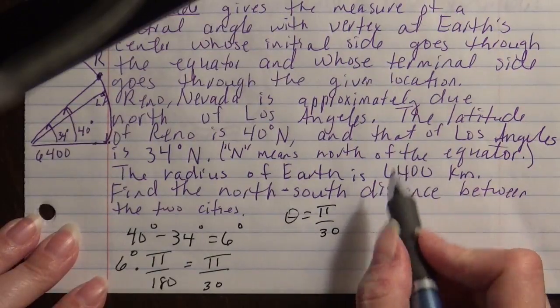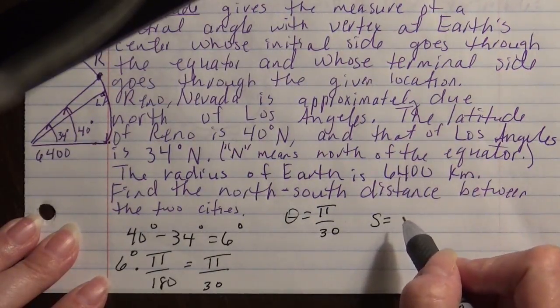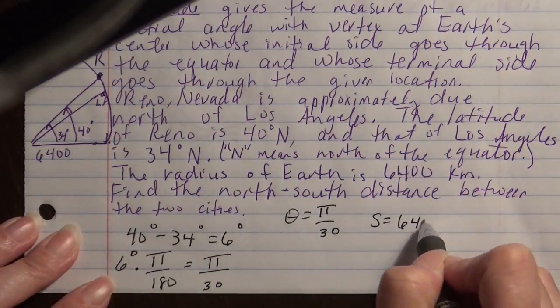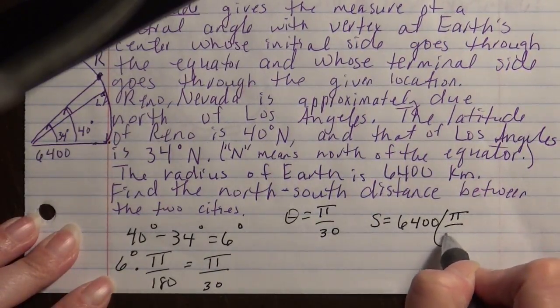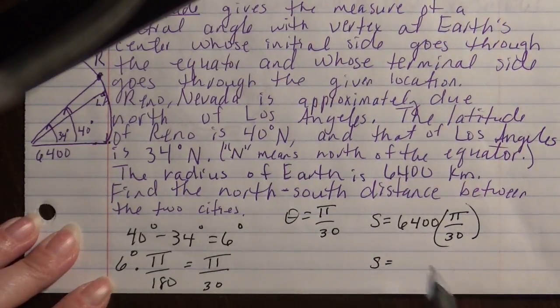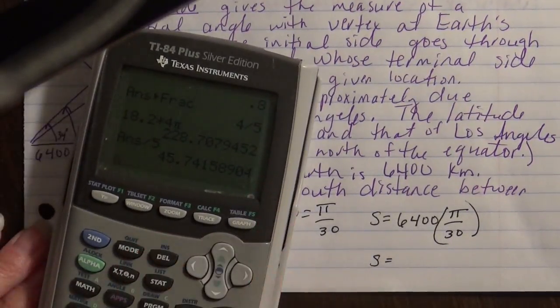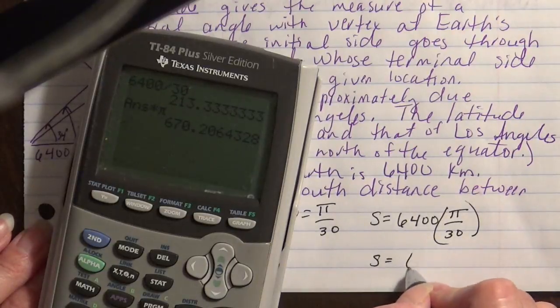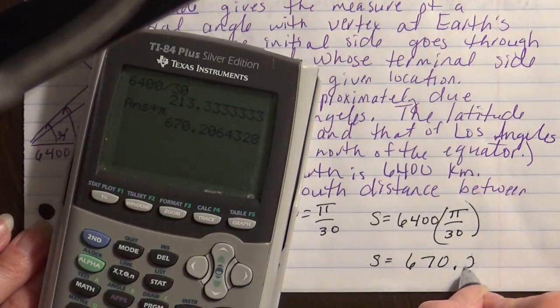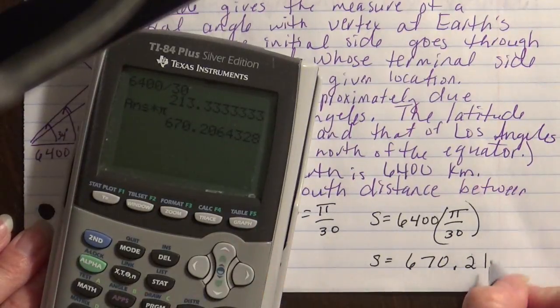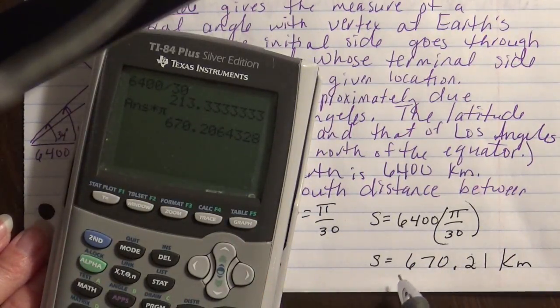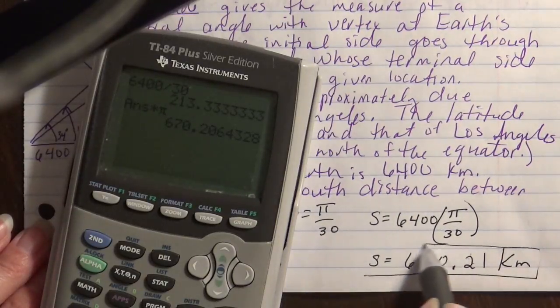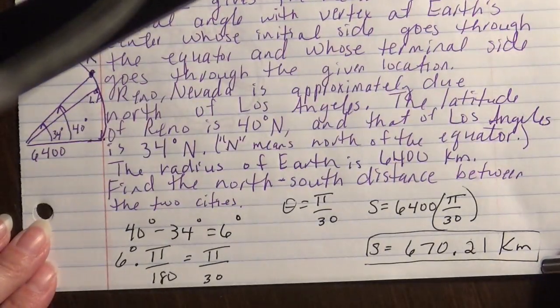Now we can go to our formula for arc length. So S equals the radius, 6,400, times pi over 30. And we can do this calculation pretty easily, and then multiply that by pi. Okay, so we get 670.21, and that was in kilometers. So it's telling us there's a difference of 670.21 kilometers between Reno, Nevada and Los Angeles.